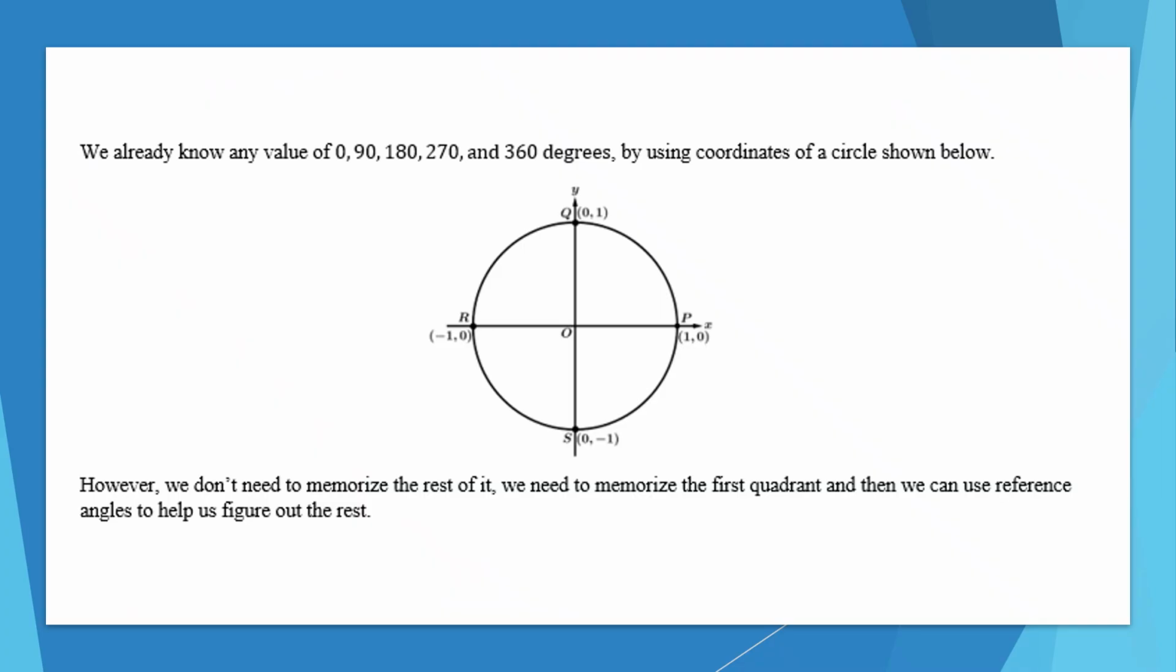So we already know any value of 0, 90, 180, 270, and 360, any 90-degree increments, just by looking at the coordinates of a circle when the radius is 1. So we don't need to memorize that. We'll just need to memorize the rest. And then, honestly, we really need to memorize just the first quadrant. Once we have this, we can use reference angles, as I'll show you later, to find the values of the other three. But if you just know the first quadrant's sine and cosine values, you are all good to go for this lesson.